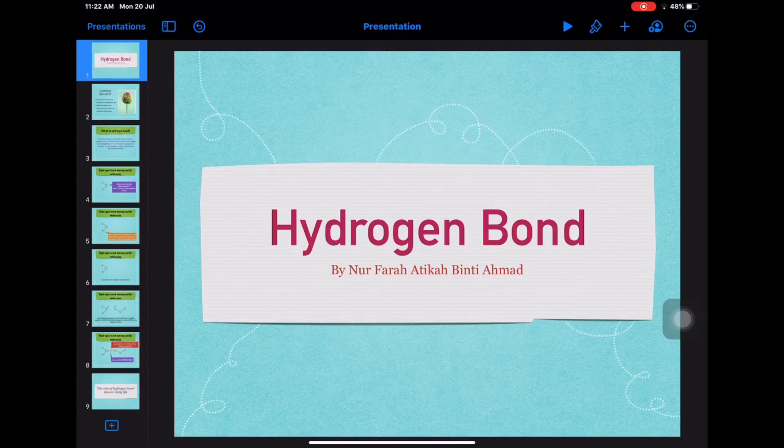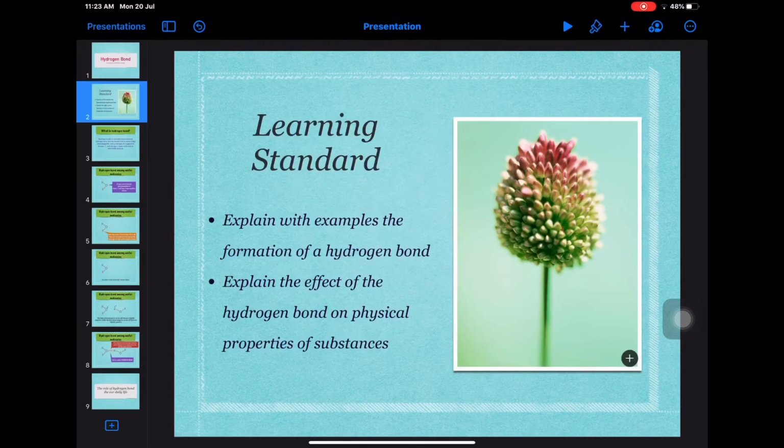Hydrogen bond. Explain with examples the formation of a hydrogen bond. Explain the effect of the hydrogen bond on physical properties of substances.